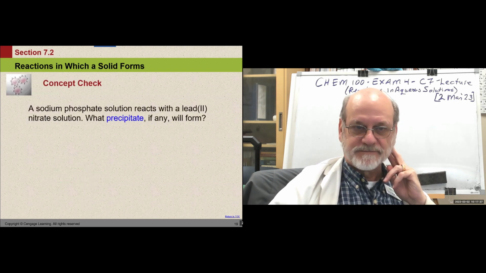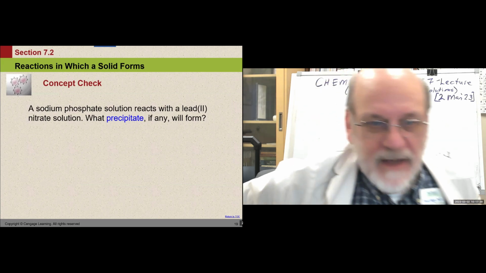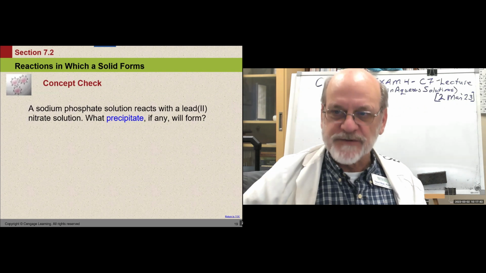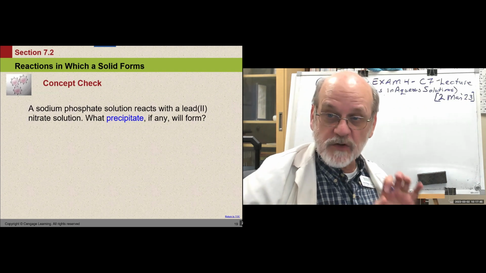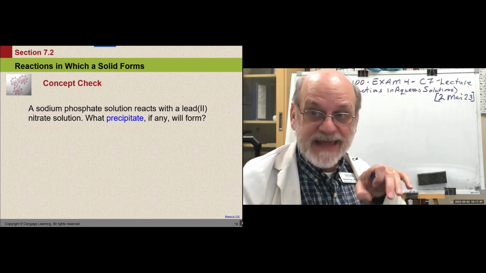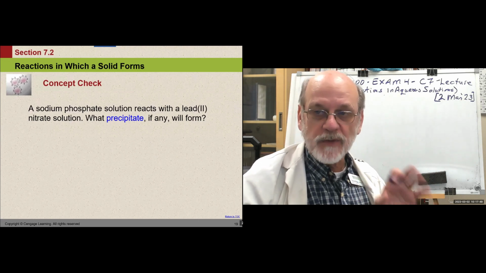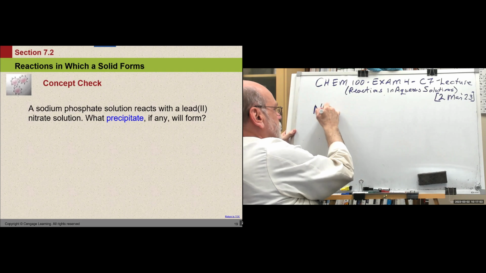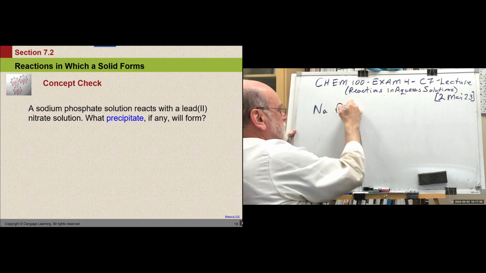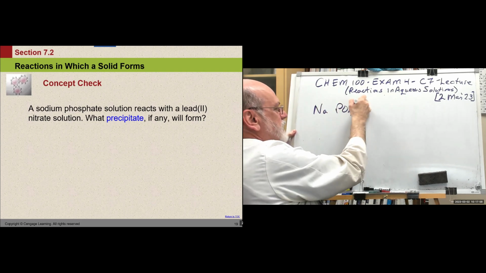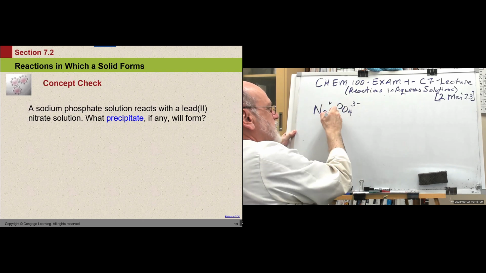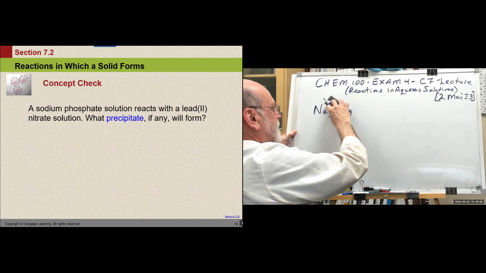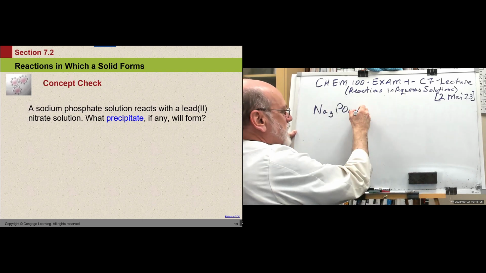All right. Let's go more complicated now. Sodium phosphate. So you need to be able to write that compound from the name. That's why we spent so much time on nomenclature. Sodium phosphate. This has a 3- charge. This is a 1+ charge. So that will be 3. Okay. This is soluble.